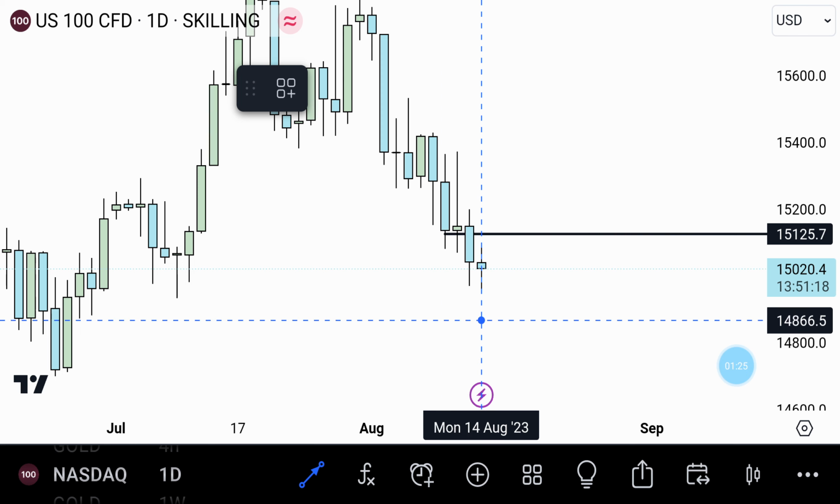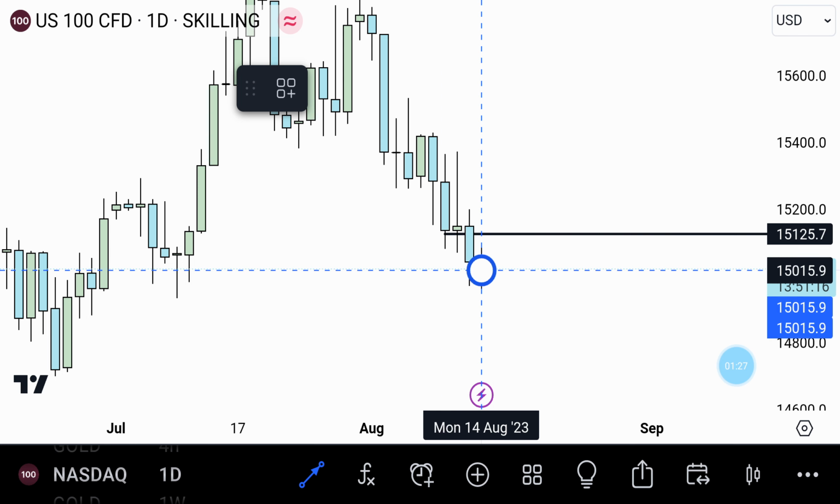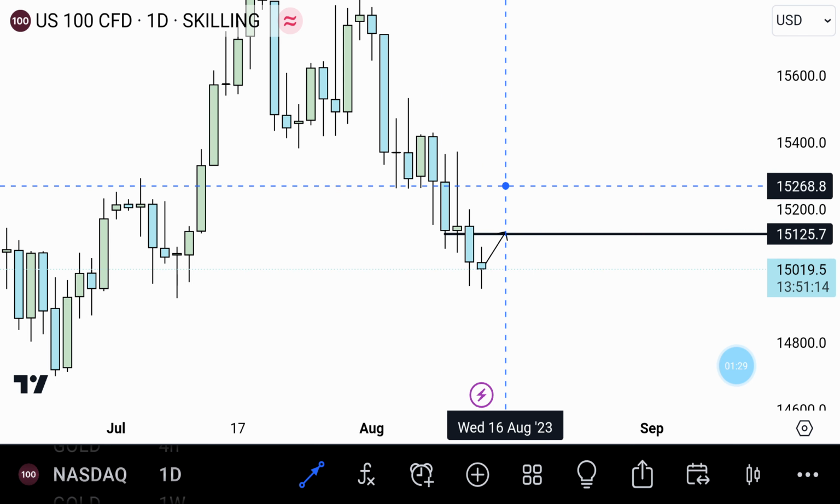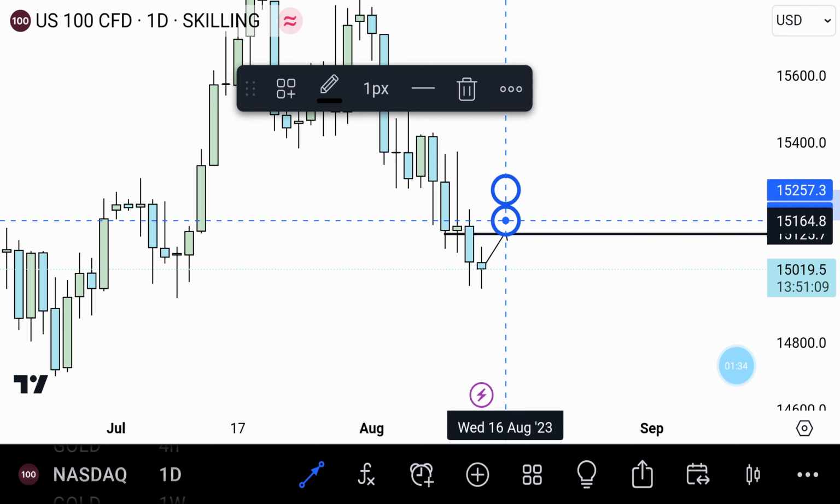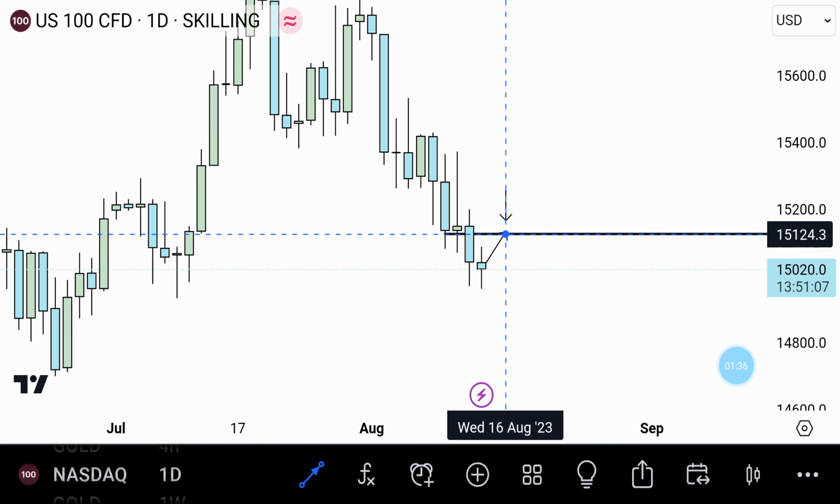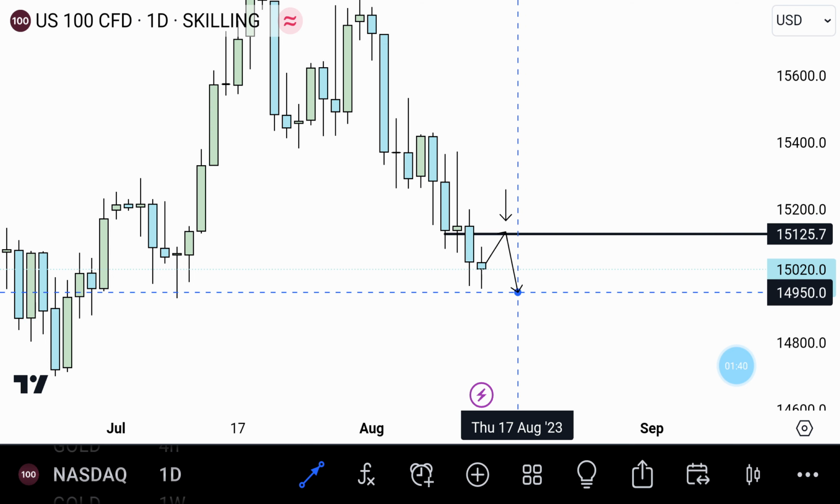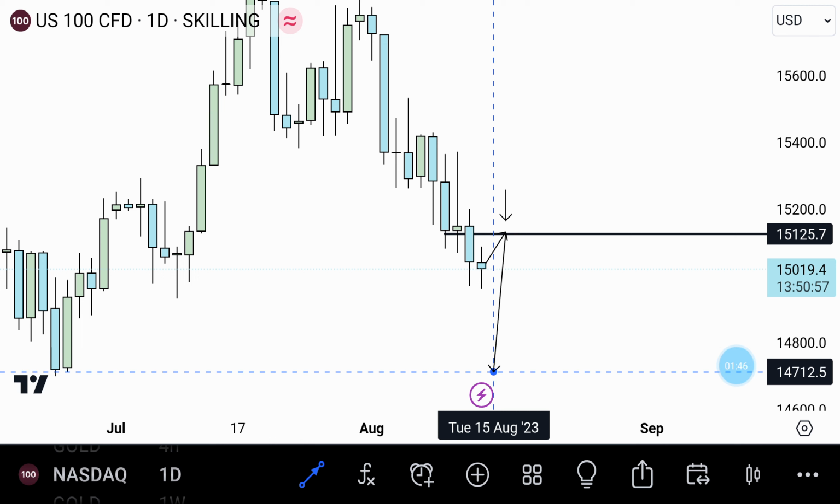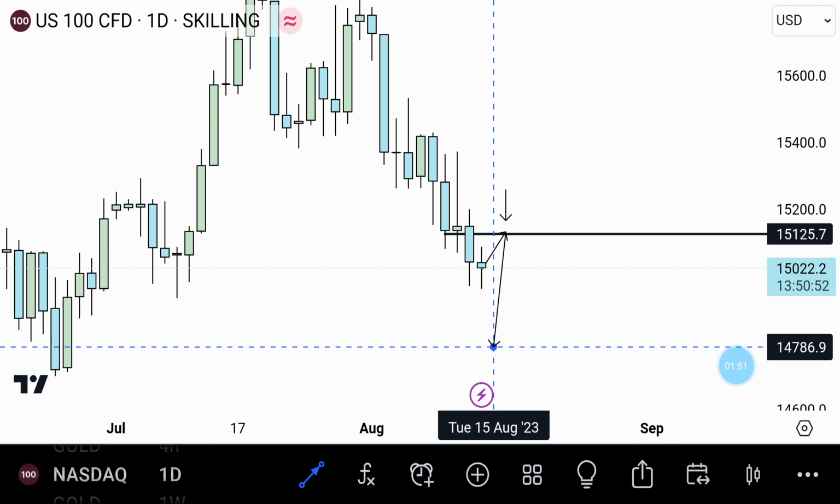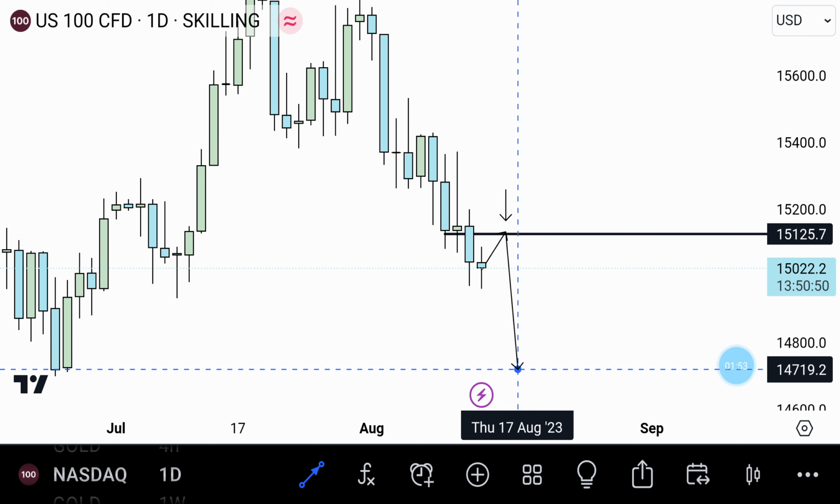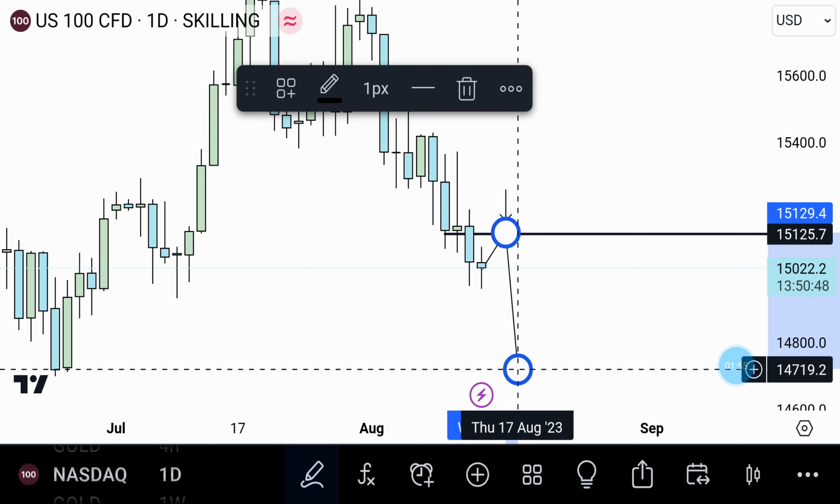But then looking at our daily structure, we can see Nas pulling back up, coming back to retest here at around 15,000, 15,125, giving a sign of a sell. We can take the retest, and then this is going to be our TP1, which is going to be 14,950. And then we can target 14,800, which is going to be our TP2. And then obviously we're going to be targeting this area here, which is going to be our TP3, right?